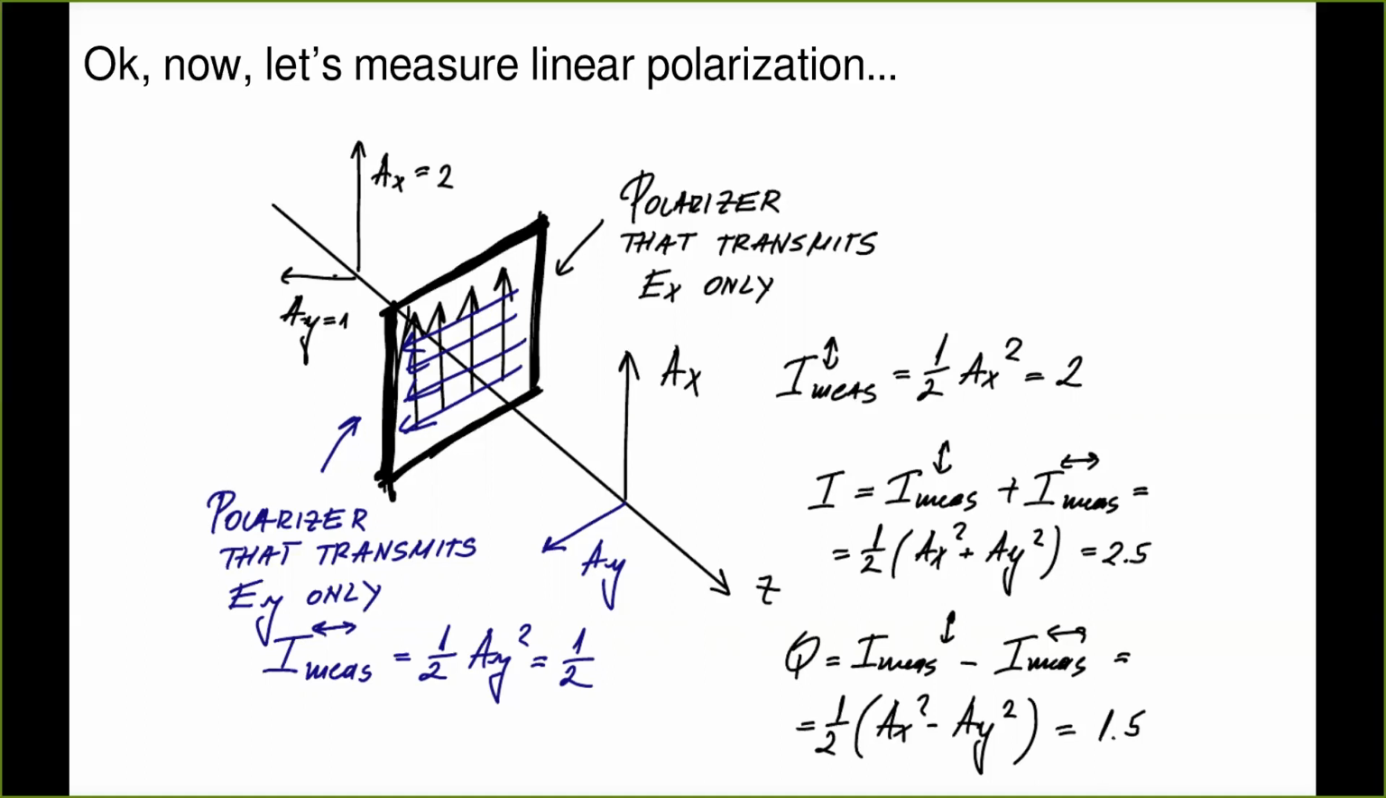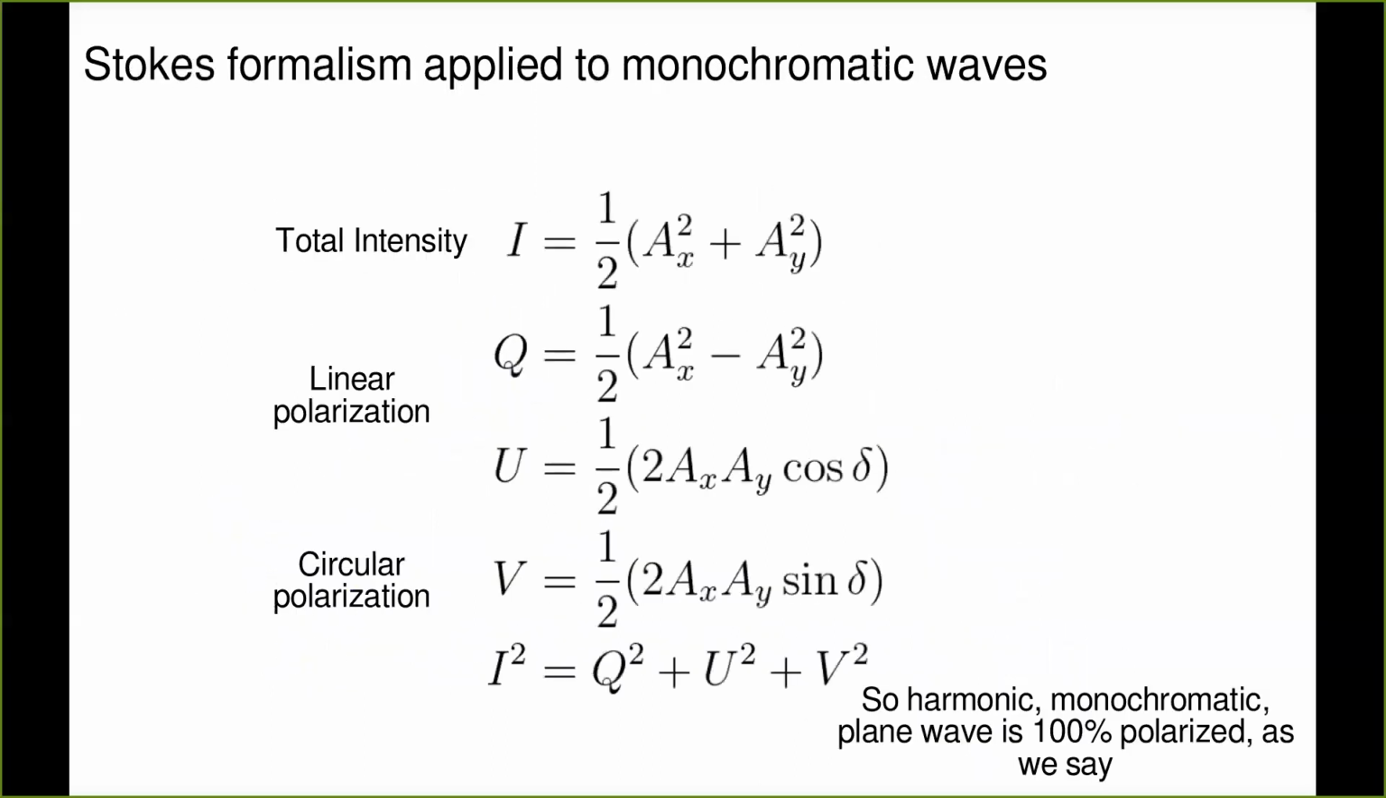So what I measure, in total intensity, is going to turn out to be the sum of these two measurements. It's going to be equal to 2.5. Q is going to be the difference of these two measurements. It's going to be 1.5. And actually, when you substitute these expressions here, you're going to get the same things.